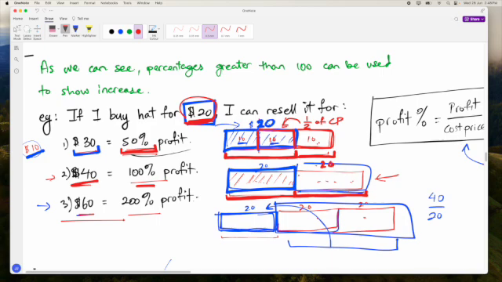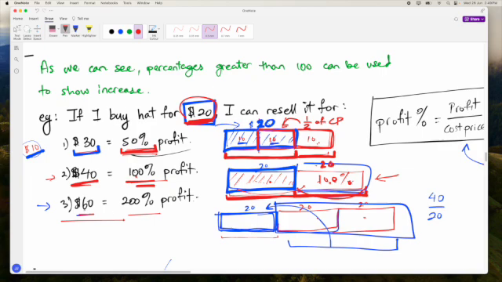And so you made back the cost price, and you make back the cost price again. You make back the full 100% of the cost price. So in this case, you make 100% profit.